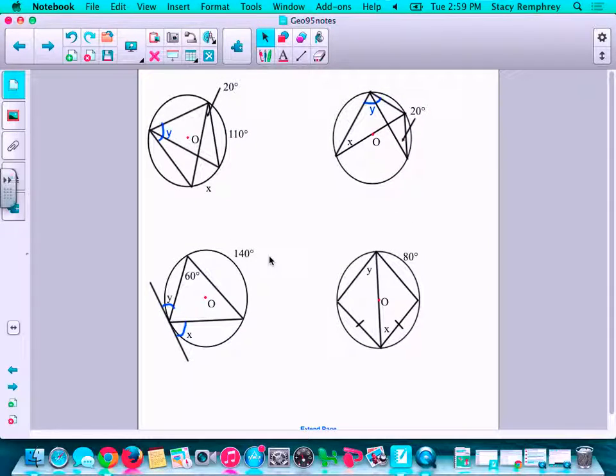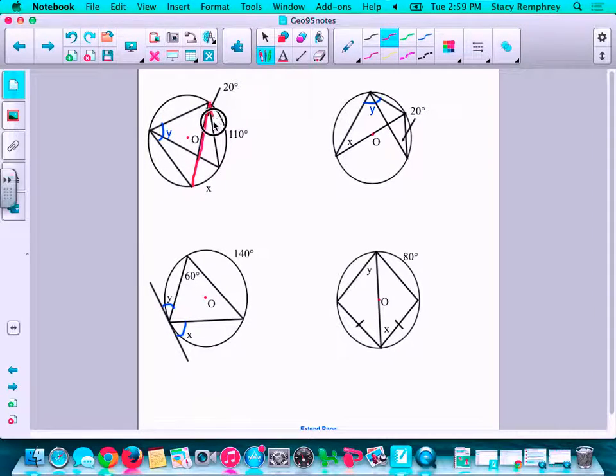And what I'd like you to do is just give these a try. It may help to use color to mark the angles. So for example, arc X here, if I trace back the angle that intercepts it and this arc, so for example, in this first one, this angle is 20. I know the arc has to be double that. So angle X must be 40.